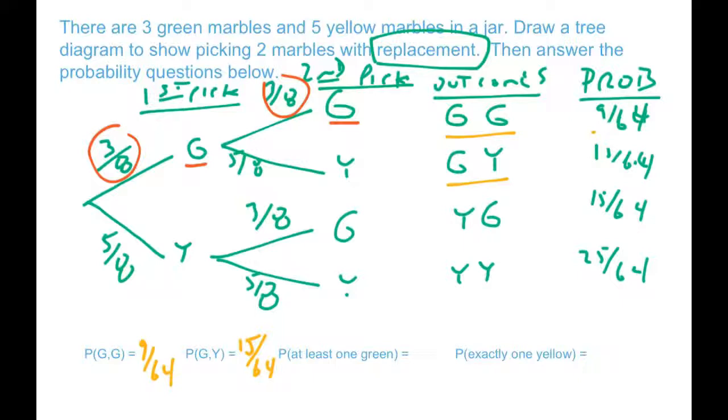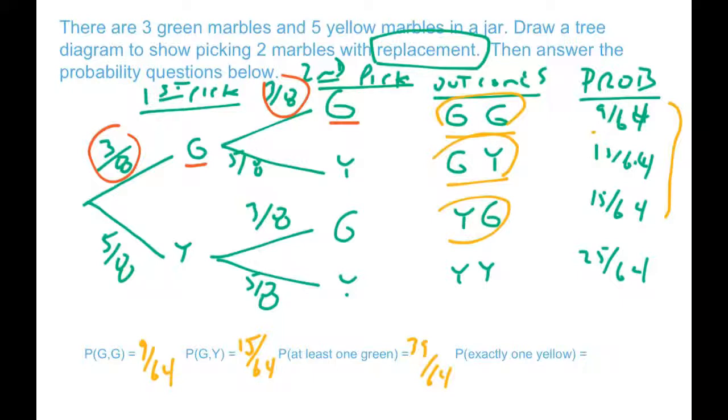All right, now, probability of at least one green. At least one green would be here, here, and here. So I would add these 3 fractions up. 9/64, 15/64, 15/64. That's 39/64. Also in lowest terms.